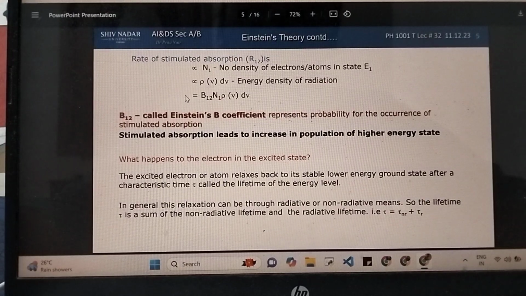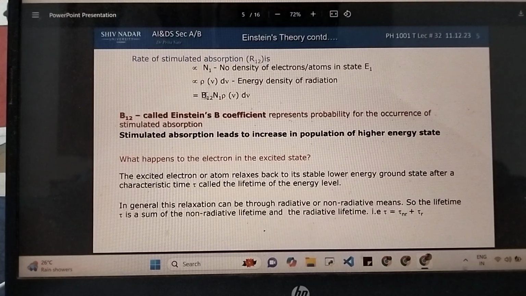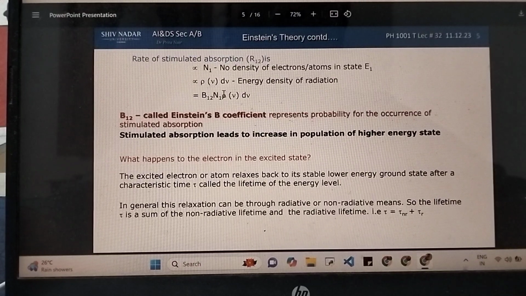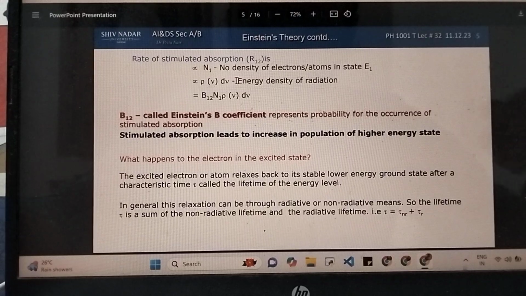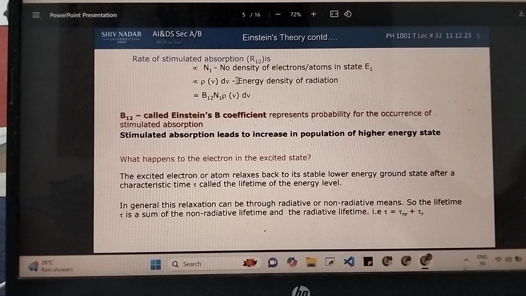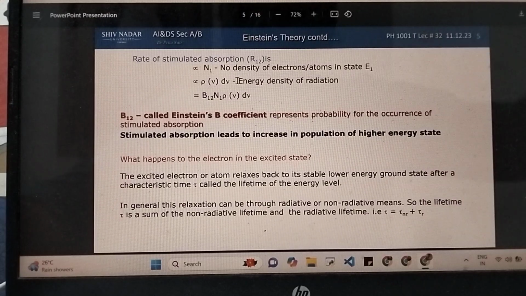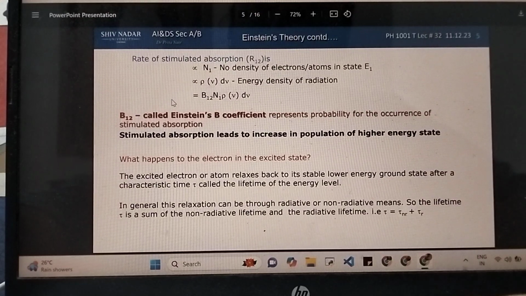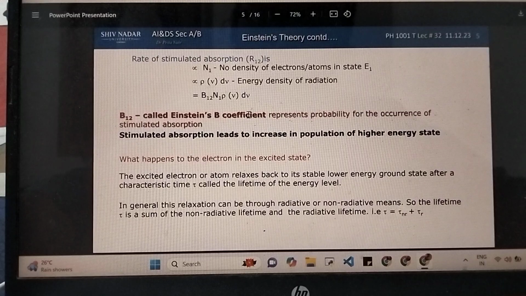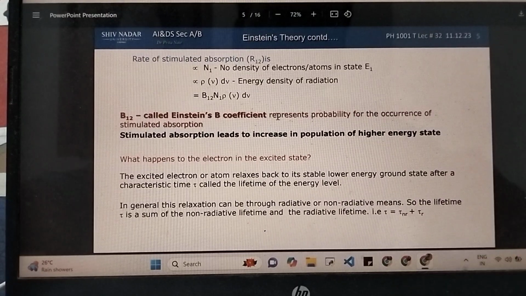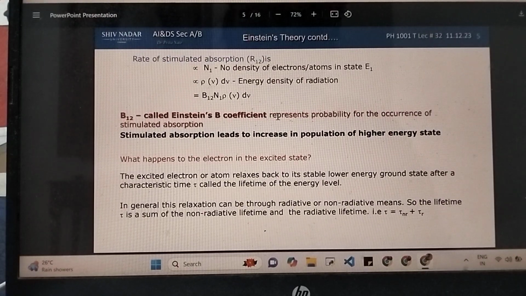When you remove the proportionality symbol and replace it with a constant, it was found that R12 equals B12 N1 rho of nu d nu, where R12 is the rate of stimulated absorption, N1 is the number of electrons in the lower energy level, rho nu d nu is the energy density of radiation, that is how much incident energy you are providing, and B12, called Einstein's B coefficient, is the probability of occurrence of stimulated absorption. Now why probability?